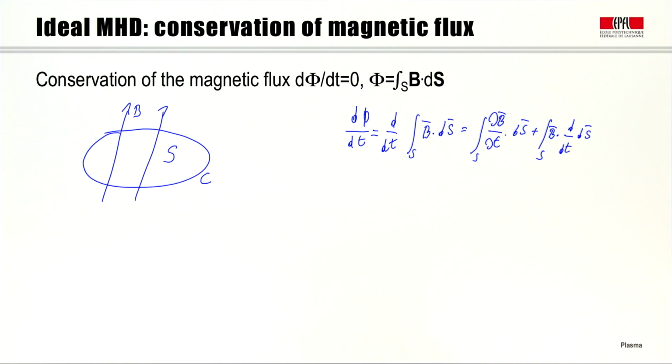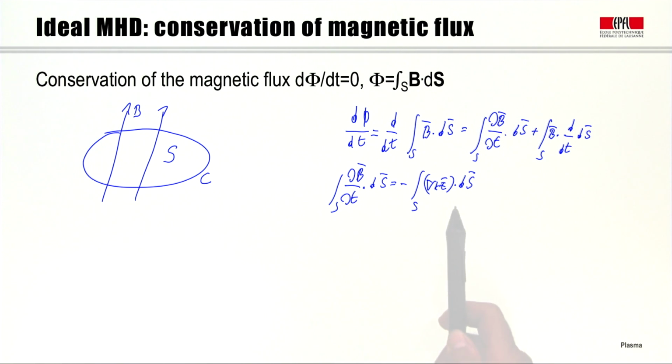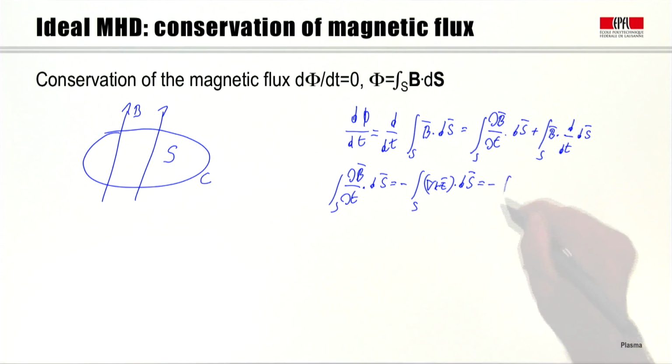We can start with the first one, and we can use Faraday's law. So we have that the integral over the surface S of dB by dt is minus the integral over the surface S of the curl of E dot dS. We can now use Stokes' theorem and express this surface integral as an integral over the contour C delimiting the surface.